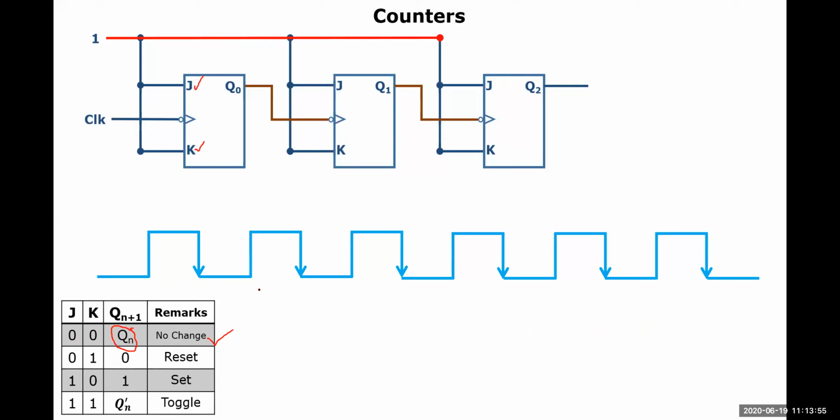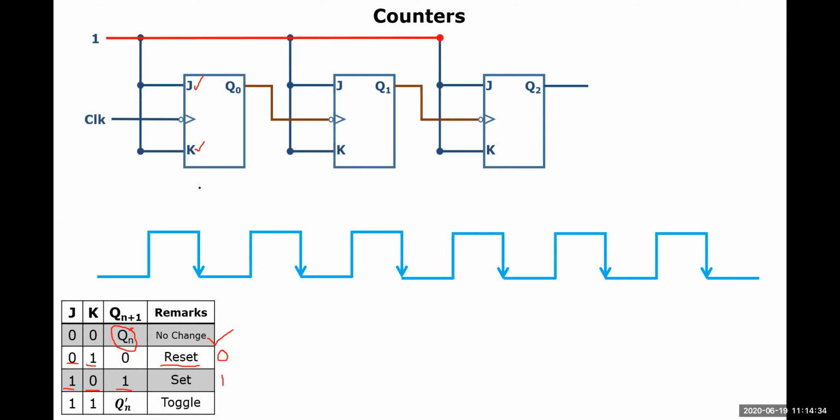No change means if both inputs are equal to 0, whatever the previous state value was will continue. Then when J equals 0 and K equals 1, your flip-flop will be reset to 0. You will get 0 here, so it is called the reset position. And when J equals 1 and K equals 0, the JK flip-flop will be set to 1. That is why it is called the set operation of your JK.